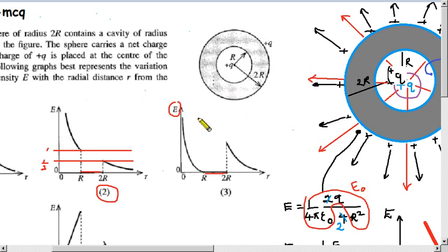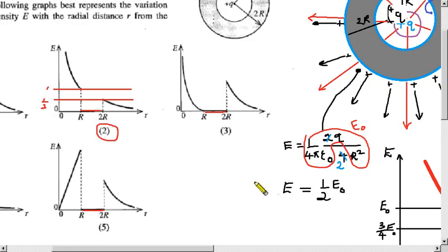So like that it doesn't happen. It doesn't happen like that. It is as if like that. This graph is like that. So that one is wrong.